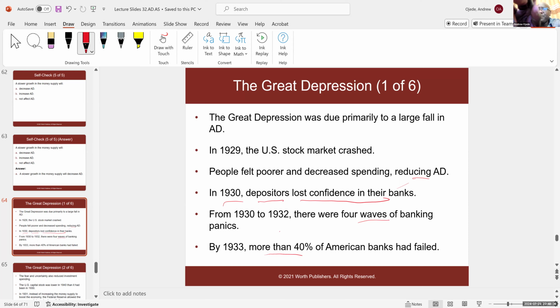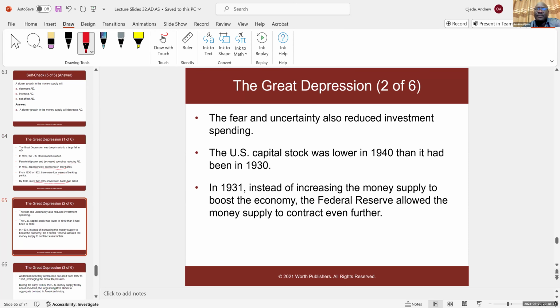By 1933, more than 40% of American banks had failed. That's how bad the Great Depression was. 40%. Close to 4,000 or 5,000 banks in America failed, by the way, during the Great Depression.